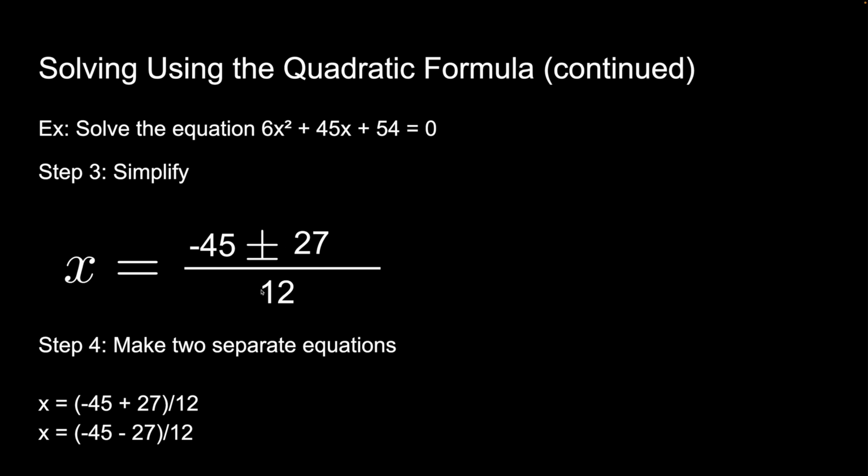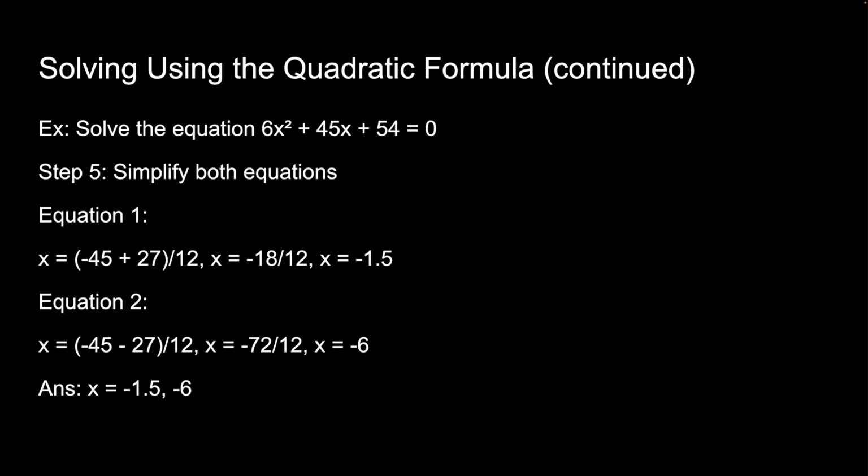Now what you need to do is make two separate equations using this plus or minus sign. Plus or minus means that there's one solution where this is the plus, and there's one solution where this is the minus. So our two equations are negative 45 plus 27 divided by 12, and negative 45 minus 27 divided by 12. Now that we have these equations, all we need to do is simplify them.